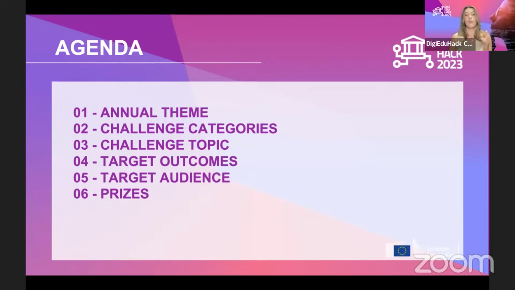We will also go through the 9, or actually 8+1, you'll see why, challenge categories that you can choose from, and which angle and which category to approach the DigiEduHack from. We'll also go through what to think of when you're putting together your challenge topic and finalizing that. What are the target outcomes of your own local hackathon and how do you present those in the challenge? Who is your target audience? And finally, what kind of prizes can you or your stakeholders or partners or you together provide or offer to your participants?